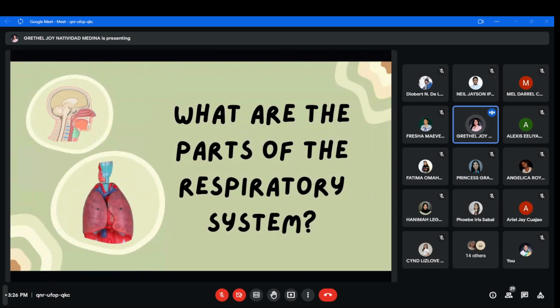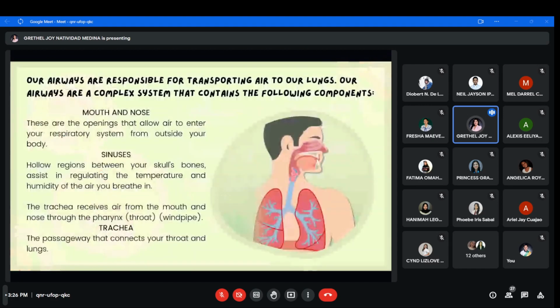So, what are the parts of the respiratory system? The respiratory system is made up of separate parts that all work together to allow us to breathe. There are numerous different components in each group of parts. First, we have the airways. Our airways are responsible for transporting air to our lungs. Our airways are a complex system that contains the following components. First, we have the mouth and nose. It is the opening that allows air to enter our respiratory system from outside of the body.